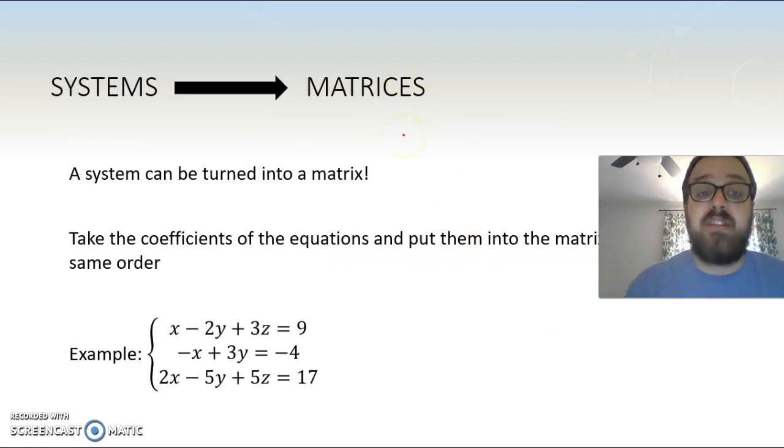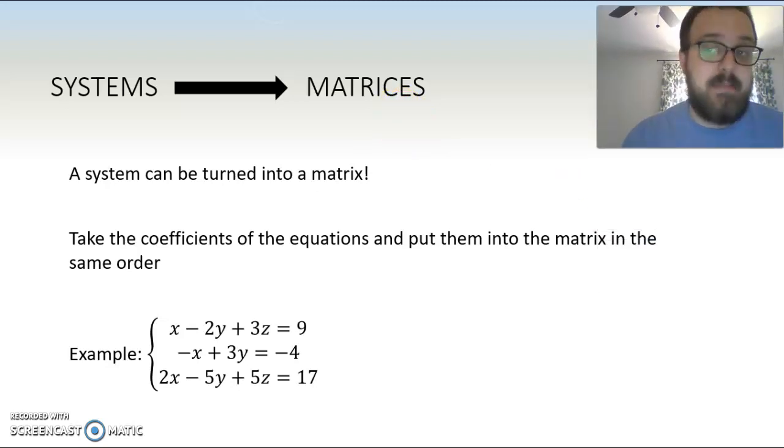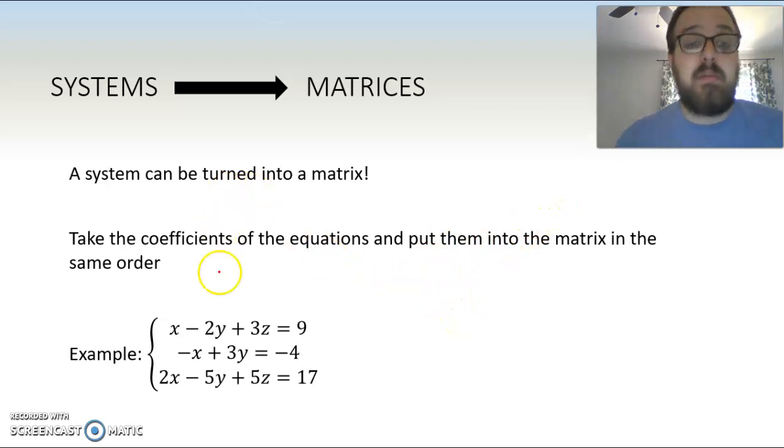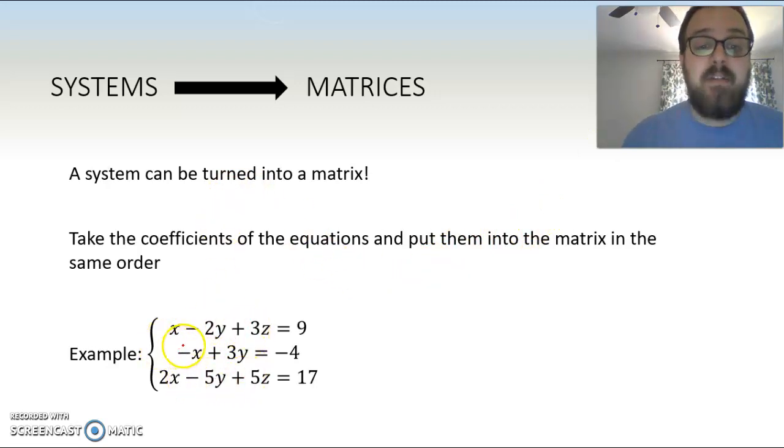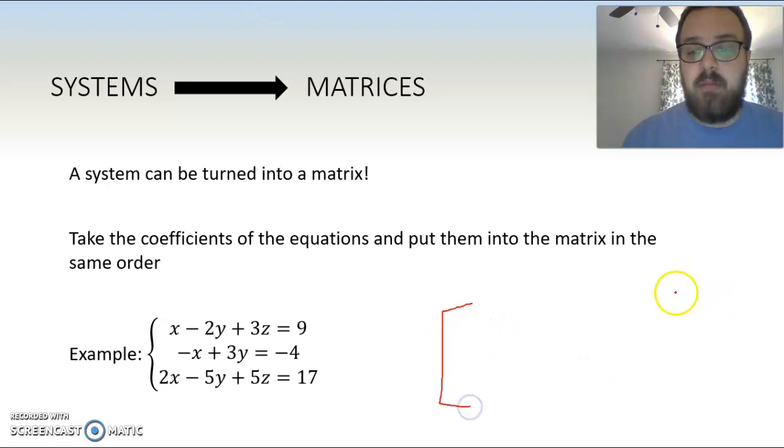Now, we can turn our systems into a matrix. In fact, we turn them into what's called an augmented matrix, and you'll see what that means in a second. Basically, we take all the coefficients that we have and put them into the matrix in different spots. So, for example, if I wanted to turn this system right here into a matrix, I would start by drawing my brackets. And then I start putting my values in.